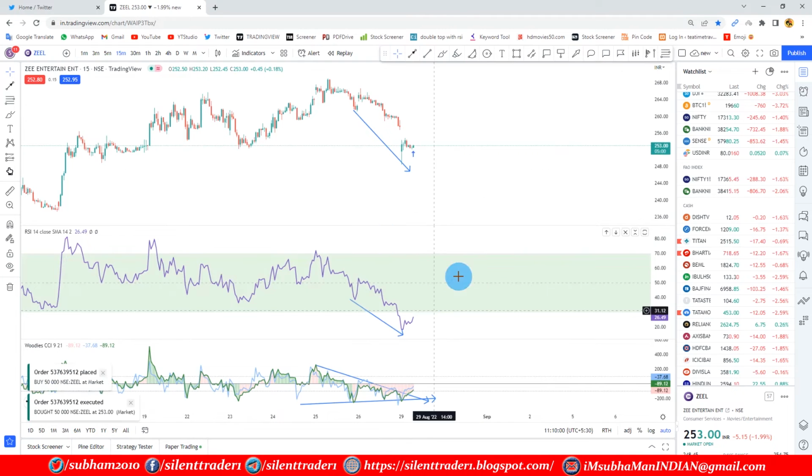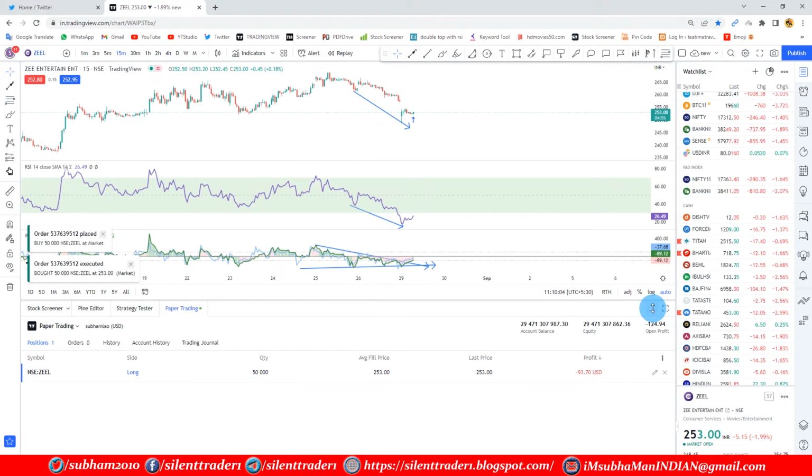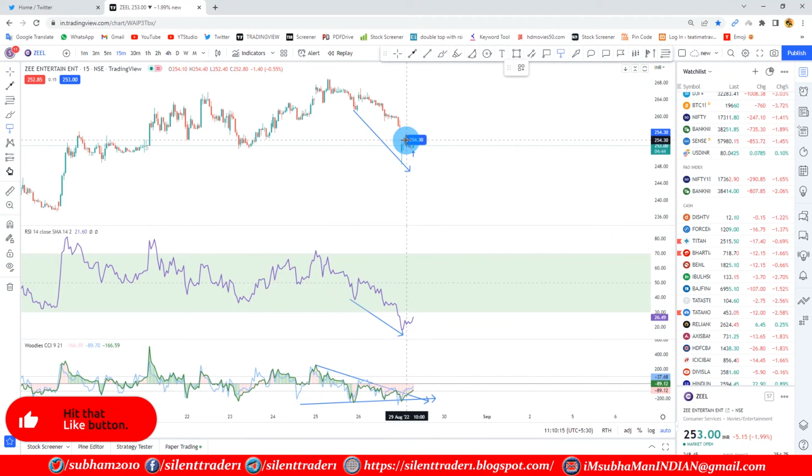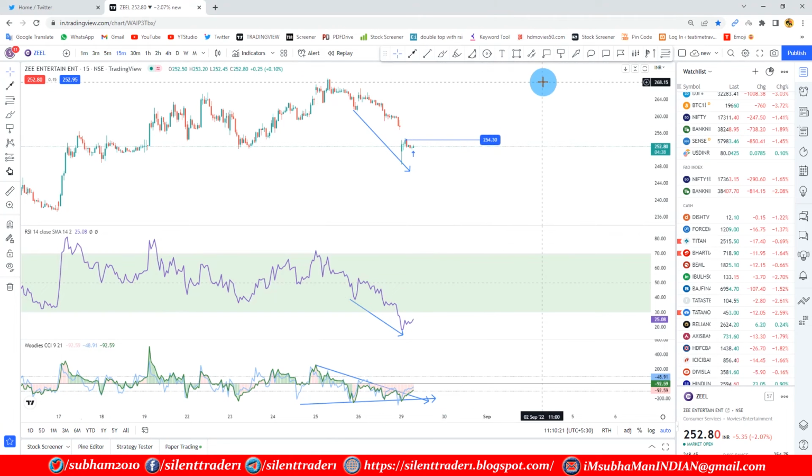Check the price of crossover, which is 252.80. This will be our buying level. What will be our target? Generally for 15 minutes chart, we can expect 0.35% to 0.4% return. 0.4% means 1 point, which stands at 253.80 plus area.